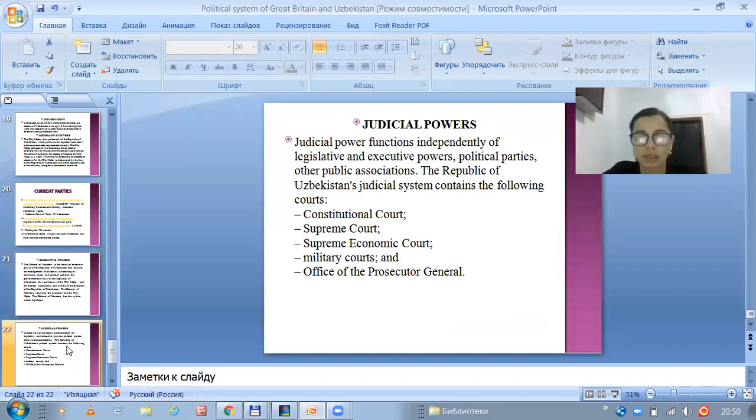Judicial powers, this is the court system. Judicial power functions independently of legislative and executive powers, political parties, and other public associations. The Republic of Uzbekistan judicial system contains the following courts: Constitutional Court, Supreme Court, Supreme Economic Court, Military Courts, and the Office of the Prosecutor General.